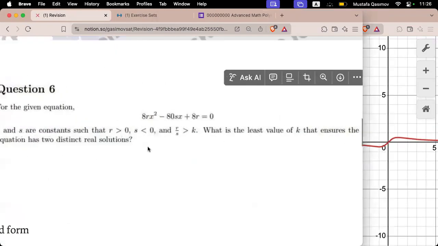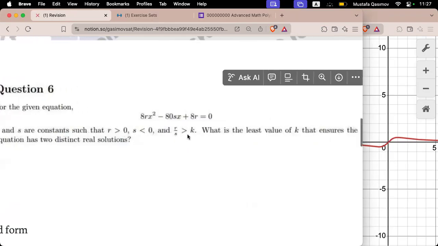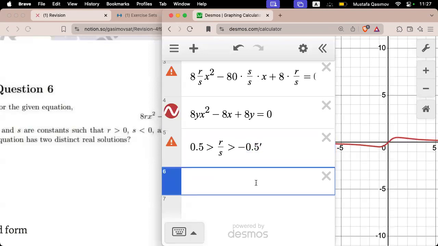Any question? What is the least possible value of k ensuring the equation has two distinct real solutions? It asks about k, so you have to take negative 0.5, not 0. So sometimes it asks like that.